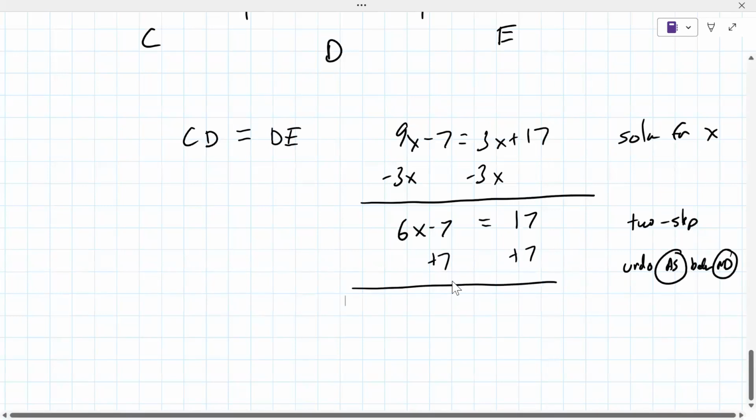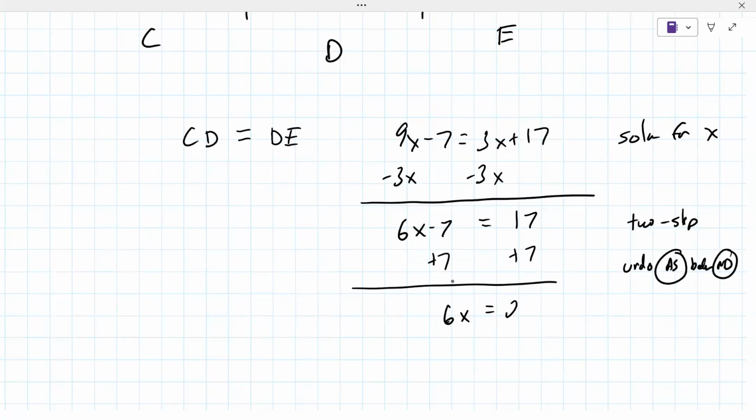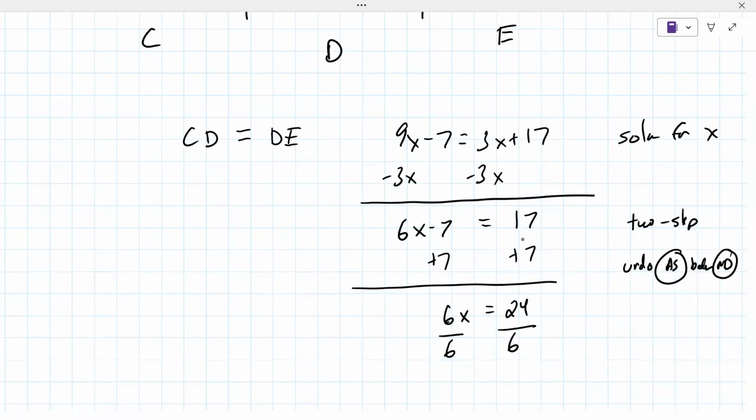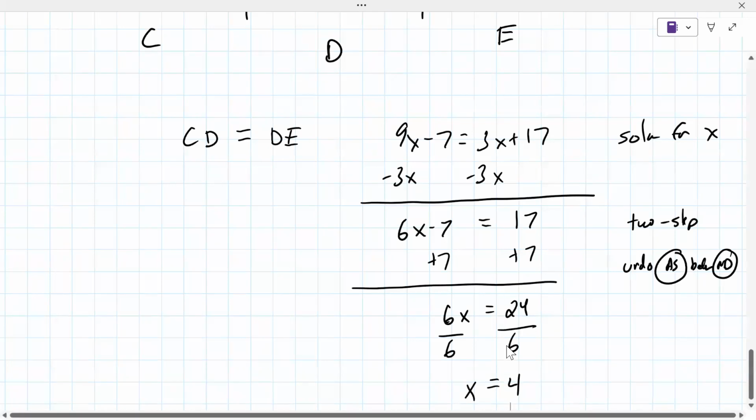Okay, that's what I got. Okay, but your x is not by itself. X has got a 6 in front of it. How do you undo the 6? Subtract 6. But it's multiplying. Oh, divide. Yes. So what does x equal? 4. Good.